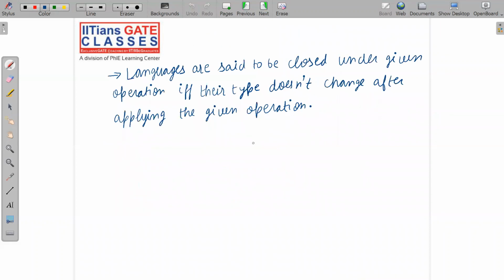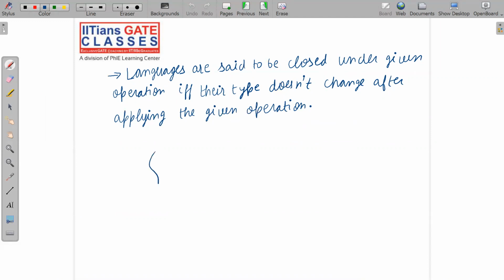And let me jump to the next slide. And you know, languages are said to be closed under a given operation if and only if their type does not change after applying the given operation. What does this line mean? Let me give you some idea.